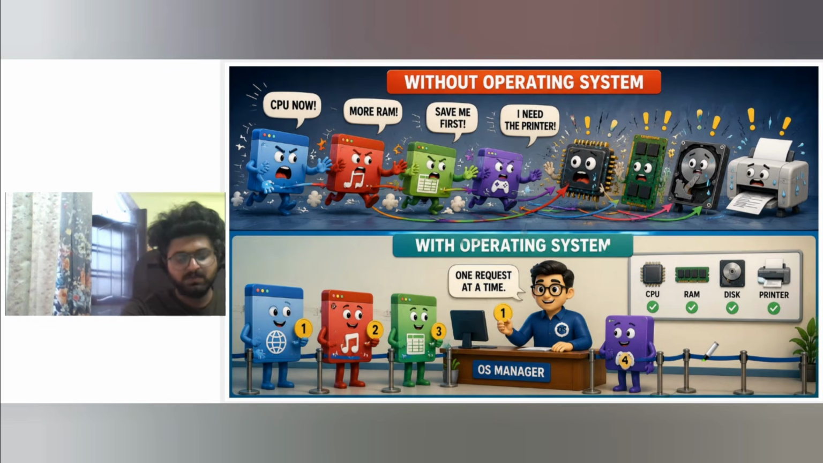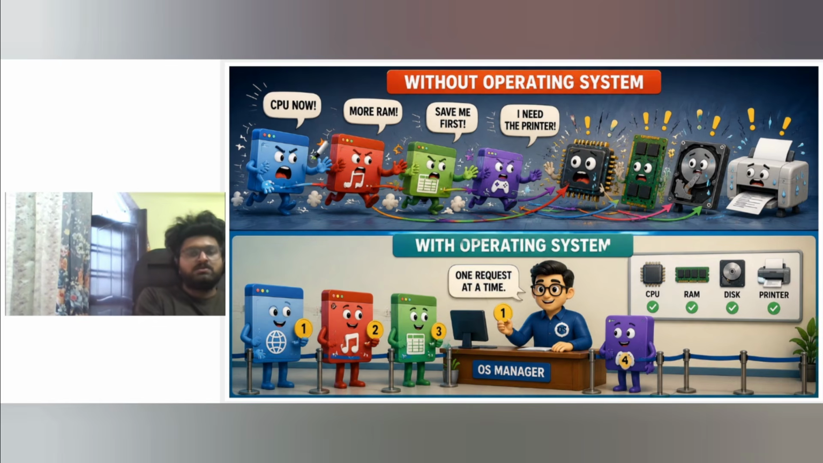So without an operating system, we would be very much confused. The different applications would be confused about what should be done with the CPU, the RAM, the disk or the printer. But with the help of the OS, everything is managed and working well.